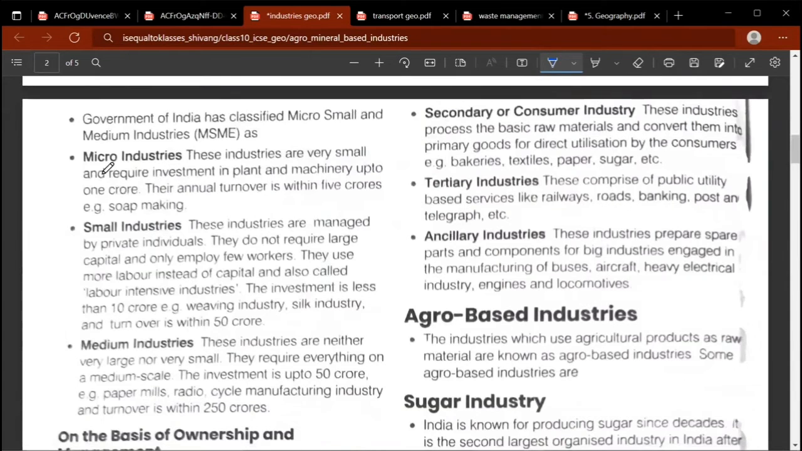Then we move on to micro industries and small industries. These industries are very small and require investment in plant and machinery up to 1 crore. The example is soap making. This is for micro industries.